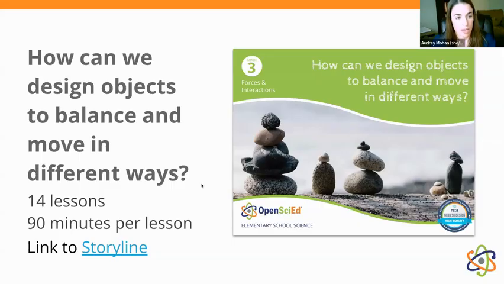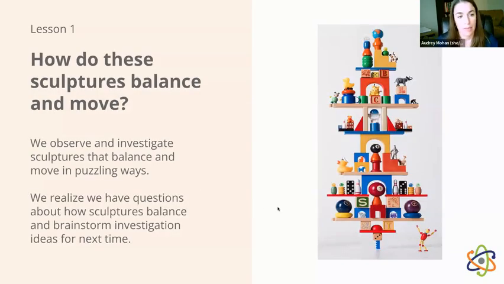So lesson 1 was the anchoring phenomenon that we just went through. And they do build in the anchor, and they get that big set of materials that they're building with, and they see these puzzling balance sculptures that move in interesting ways, and they generate lots of questions. How does this work? How can we make this work? Can we do this? Like, they're very into building some sculptures at this point.